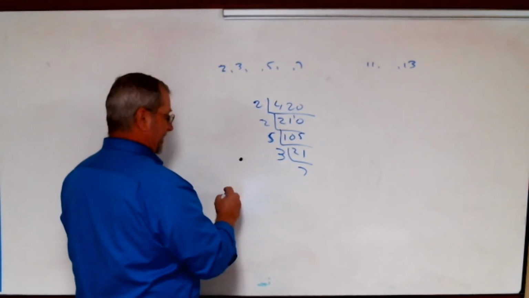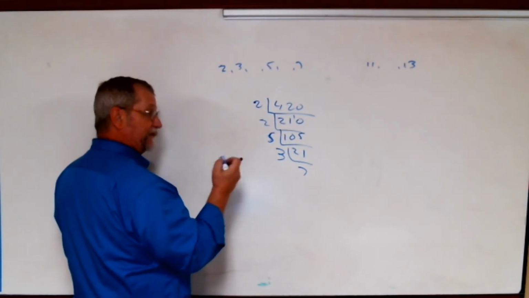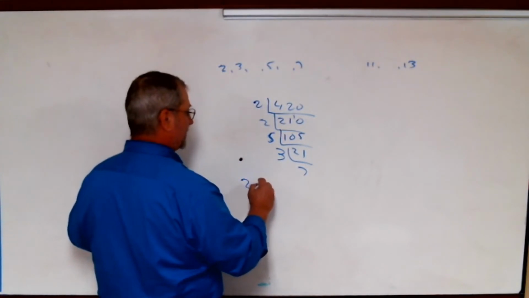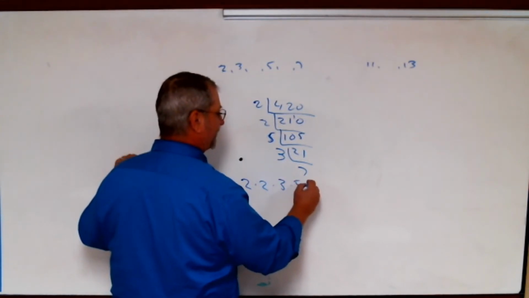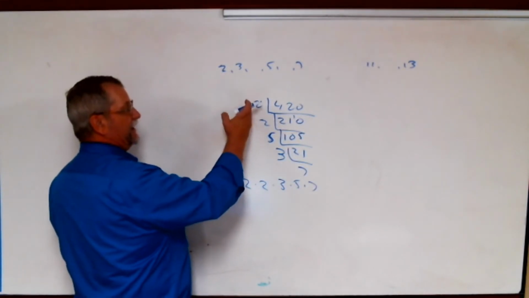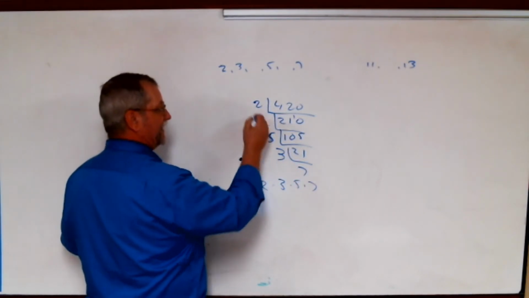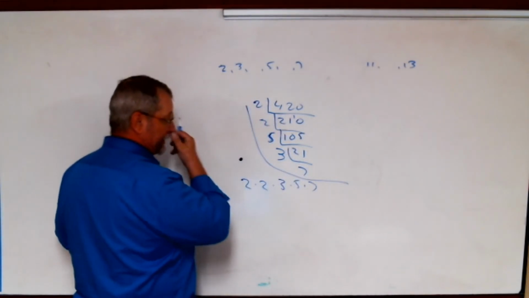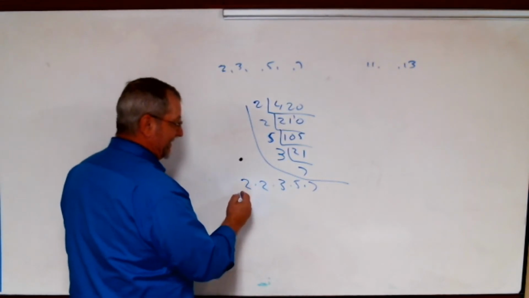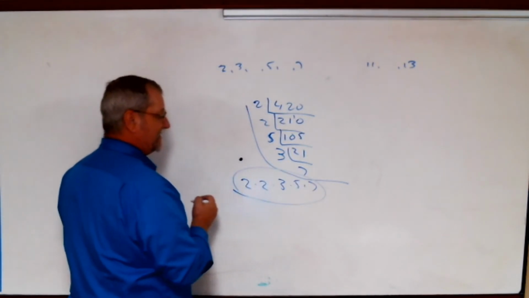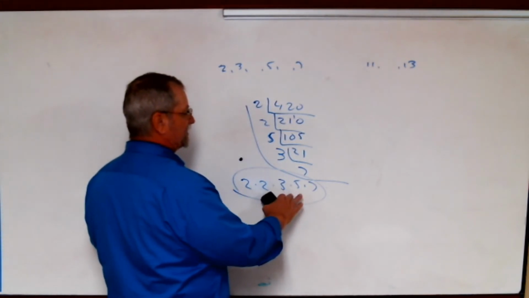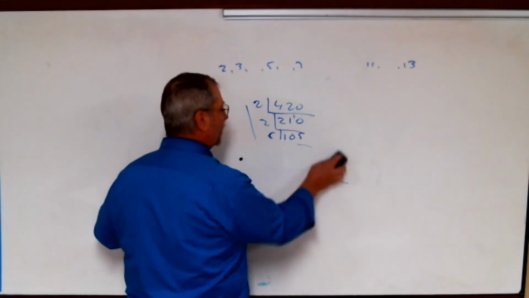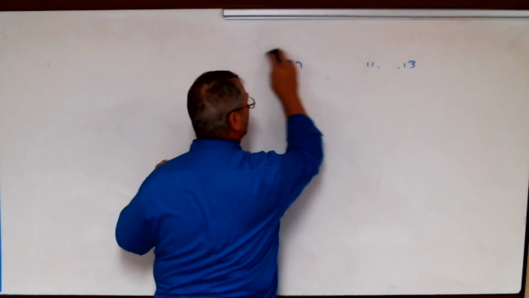Now, that's not the answer. The answer is the factorization, the multiplication problem. It's 2 times 3 times 5 times 7. I just put them in order. It doesn't matter what order they're in here, right? Because it's multiplication. This is the answer. That is the prime factorization, the factors made up of all prime numbers.